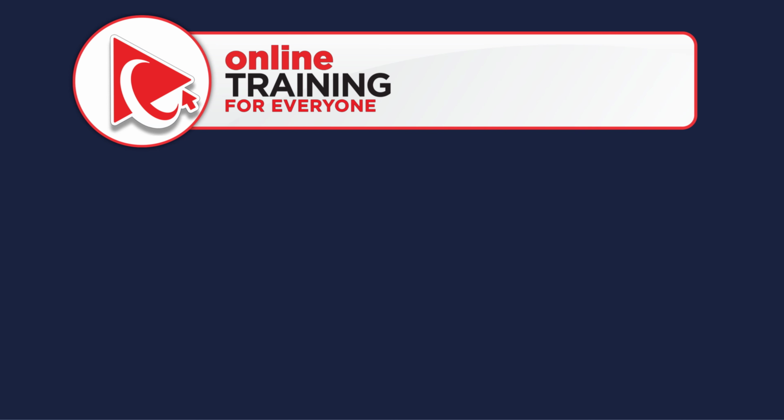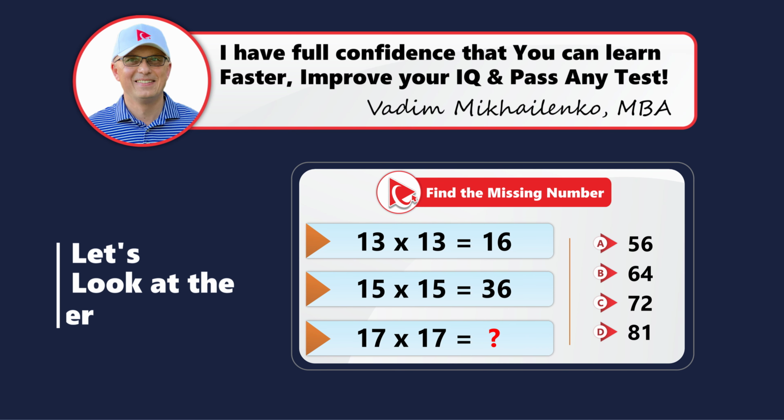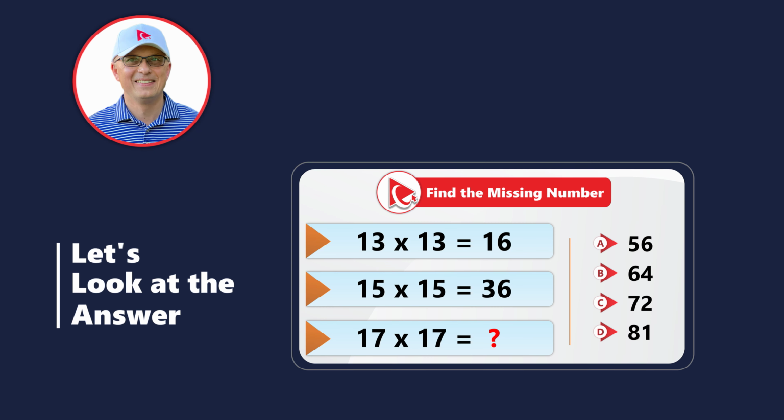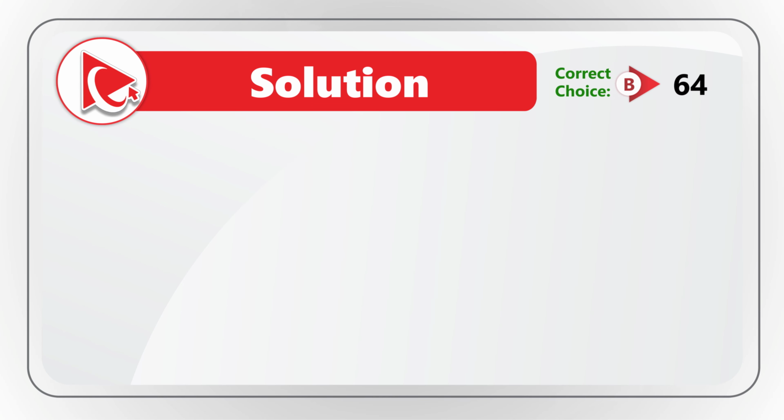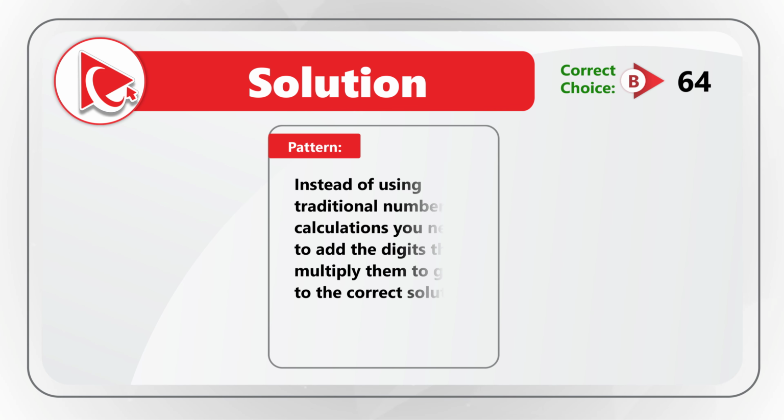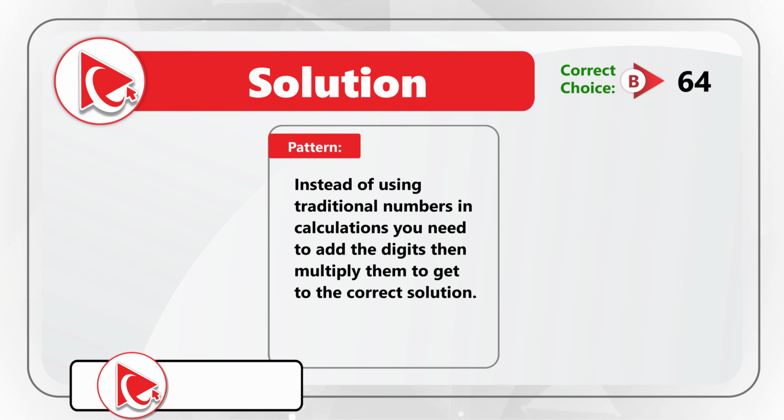The answer is so simple, so when you learn it, you'll be very surprised. Because the correct answer, choice B, 64, is calculated very easily. The pattern here is that instead of using traditional numbers in calculations, you need to add the digits and then multiply them to get to the correct solution.